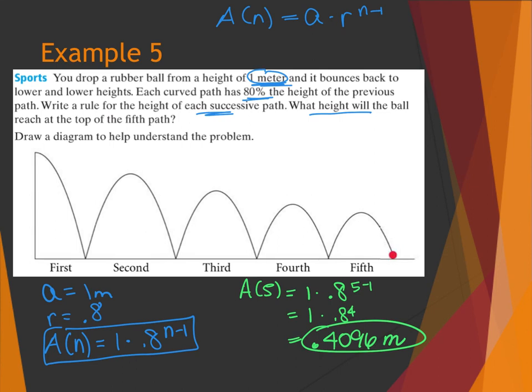Now if you want to do a quick conversion, 0.4096 meters is really 40.96 centimeters. So maybe that gives you a little better understanding.